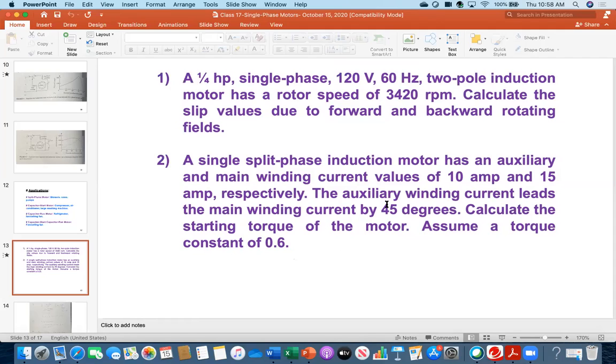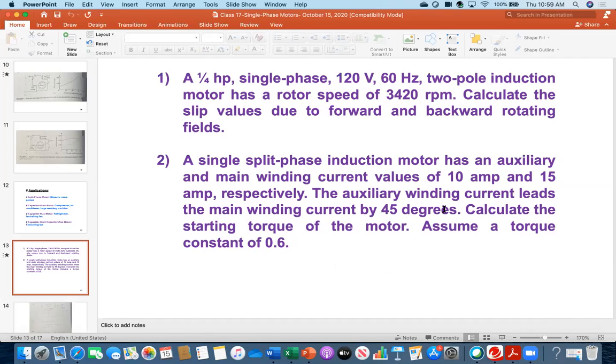So everybody see, which equation to use? It is asking to calculate the starting torque. That torque equation is T equal to K multiplied by Ia multiplied by Im multiplied by sine alpha. Everybody, could you follow what I said? Did you all write down that equation, the starting torque T equal to K Ia Im sine alpha? Yeah, I've got it. Yeah, that is showing on the board.